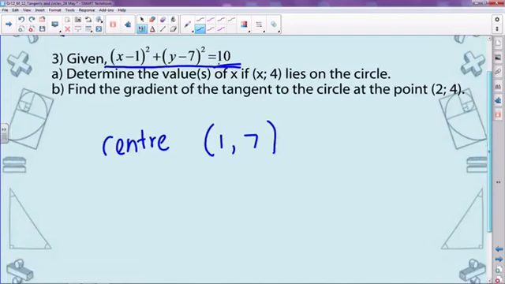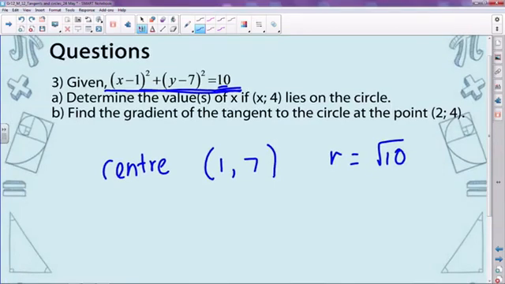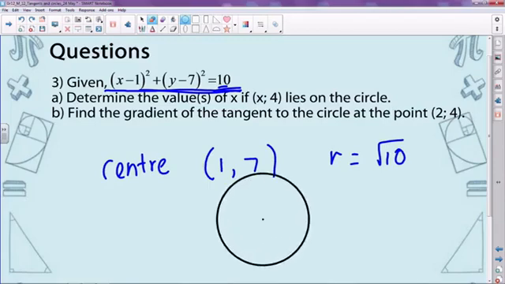Okay, we know that the radius of the circle will be the square root of 10, because this is given to you in your standard form. Now, for the first part of the question, when they want you to determine the value of x, what they tell you is that the point (x, 4) lies on the circle.